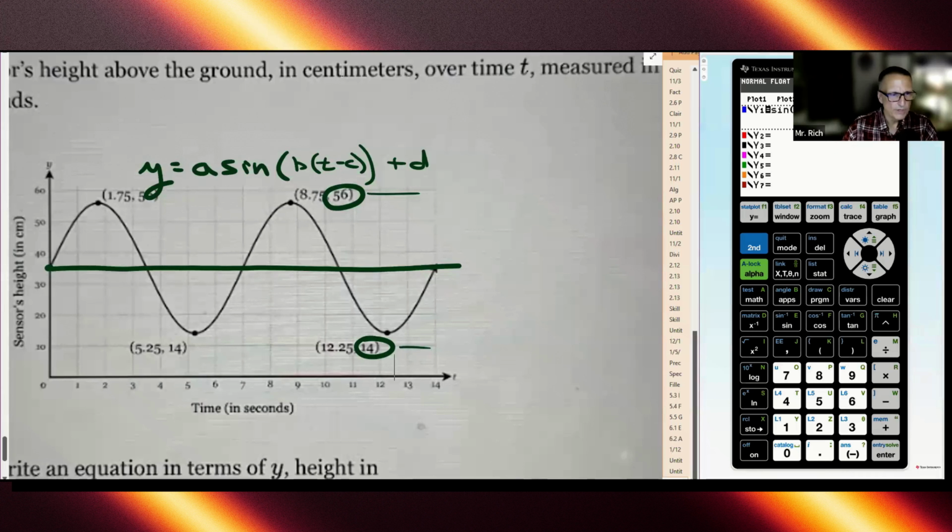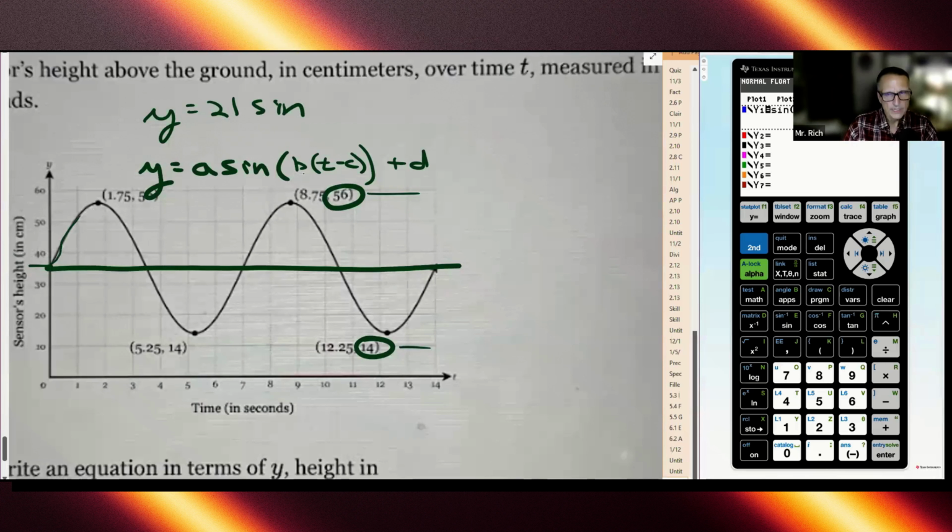Divided by 2 is 21, which of course is the same distance as from 35 up to 56. So it's 21. So I've got part of my equation: y is equal to 21. This is a positive sine, right? It starts at the midline and it rises. If it was starting at the midline and going down, it would be a negative sine. So it's positive 21 times sine.